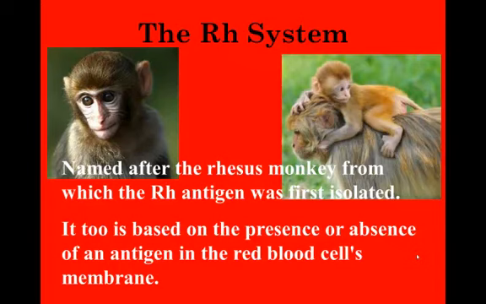I think it was about 35 years after he found the first two antigens. He actually found another blood antigen, and he found it in a rhesus monkey. So he named this blood system after the monkey that it was first isolated in. And he called it the RH system because rhesus is spelled with an R and an H. And it too is based on the presence of having the RH antigen or not having the RH antigen.